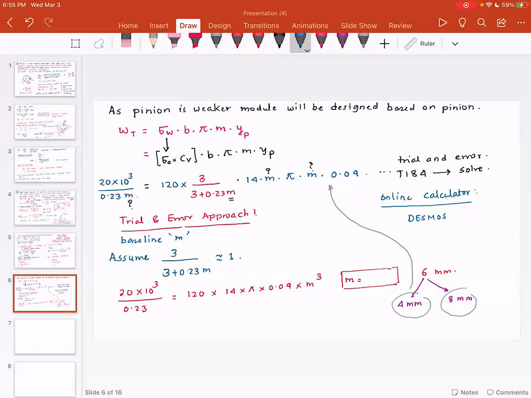All right, the next step is determination of face width. So face width determination is very simple. 2 is face width. This face width, we already know, is 14 times module. So 14 times module. And for this problem, the answer is 8 millimeters with trial and error. So face width is 14 times 8, which is 112 millimeters.